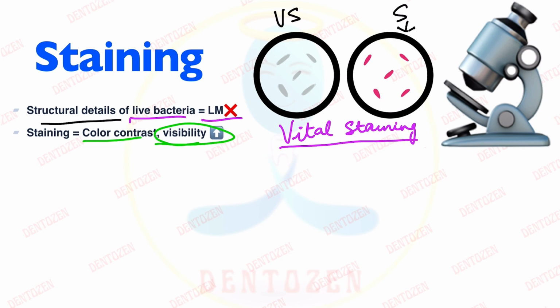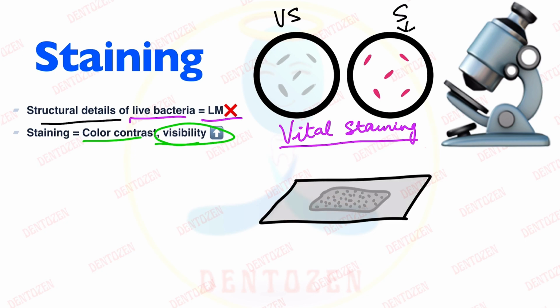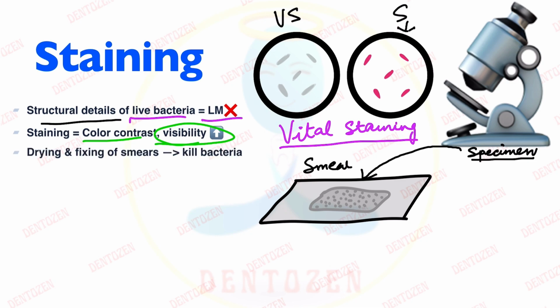But in most routine procedures, we have to kill the bacteria. That is called fixation of bacteria. So how is that done? First we prepare a smear. What is a smear? We take a glass slide, and from the specimen that we have collected from the patient, which can be blood, urine, saliva, we prepare a thin layer over this glass slide. This is called a bacterial smear or bacterial film. It is dried and then fixed, so drying and fixation of smears kills the bacteria.